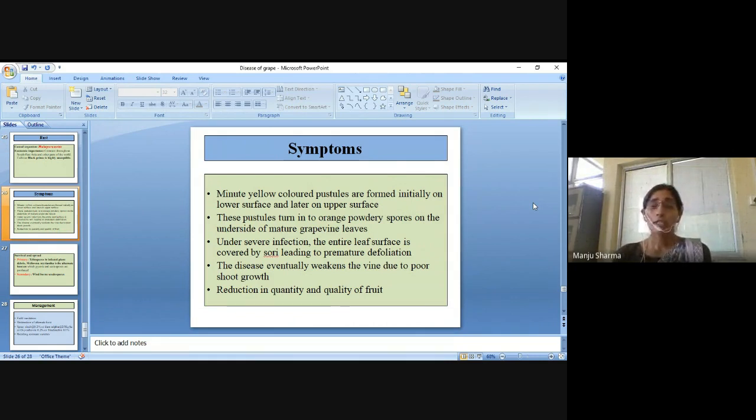So, the disease eventually weakens the vine due to poor shoot growth, and reduces the quantity and quality of fruit, because if any disease is there in the plant, then it will automatically affect the taste of the fruit.